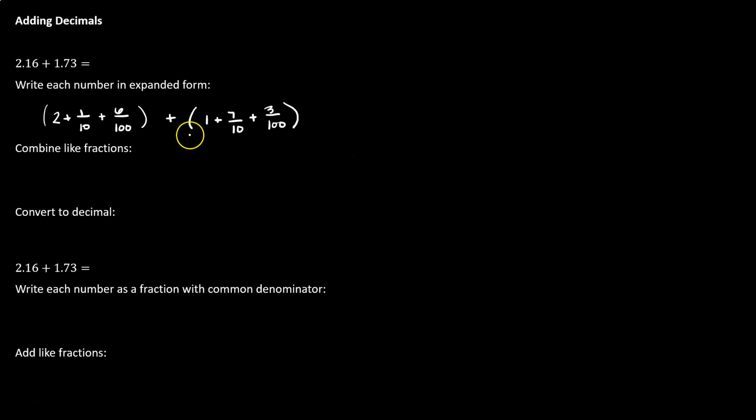I'm going to group together the like fractions. Now each number has a whole number part. I'll add those together. So 2 plus 1, combining the whole numbers. I'm going to add the tenths together. So I have 1/10 and 7/10. And then lastly, I'll add the hundredths together. We do that because it'll allow us to add the fractions more easily.